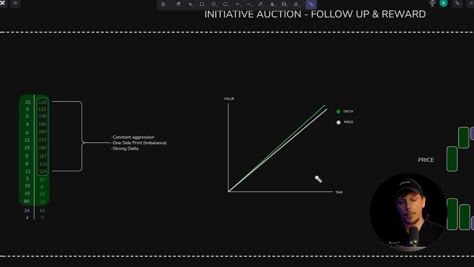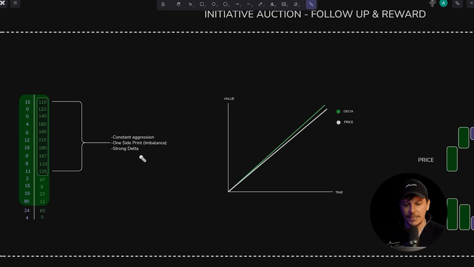Now let's see an example of initiative auction. So a concept that is usually representing follow-up and reward. In this case, we can see from the executed orders a constant aggression of the buyer. So there is consistent pressure on the upside, one side print that is also called imbalance, and you can use it as a really strong point to join the trend when it's developing, and you have a strong delta.